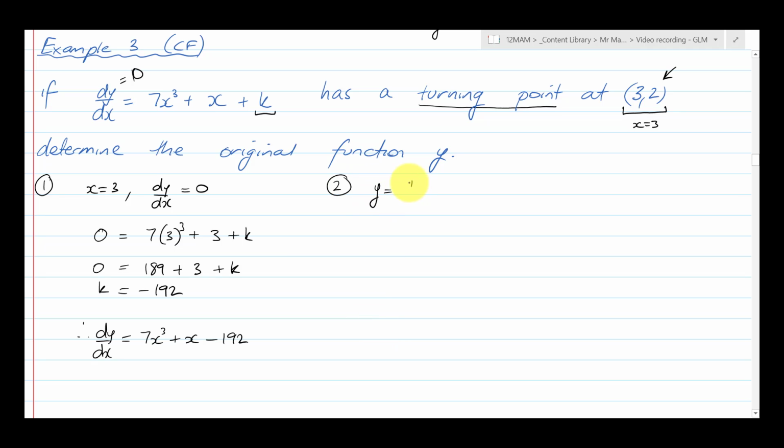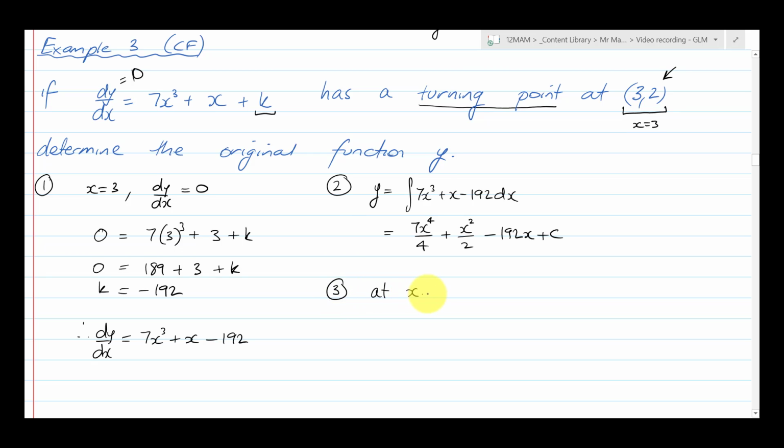y is equal to the integral of 7x cubed plus x minus 192 dx. And of course this is equal to 7x to the power of 4 over 4 plus x to the power of 2 over 2 minus 192x. So we integrate that, and then plus c. That's our second stage. Our third stage is to evaluate the value of c.